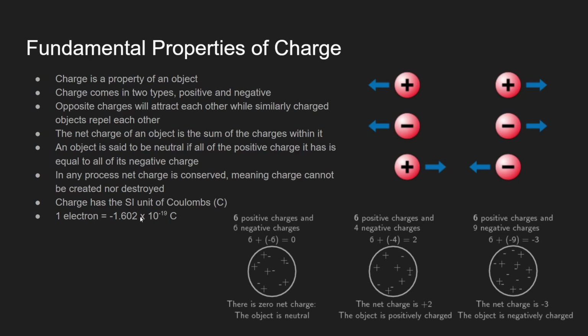Charge has the SI unit of coulombs, which is denoted by C, and 1 electron is approximately negative 1.602 times 10 to the negative 19 coulombs, so incredibly small. And that negative is there because electrons have negative charge on them. Let's move on to the next slide.